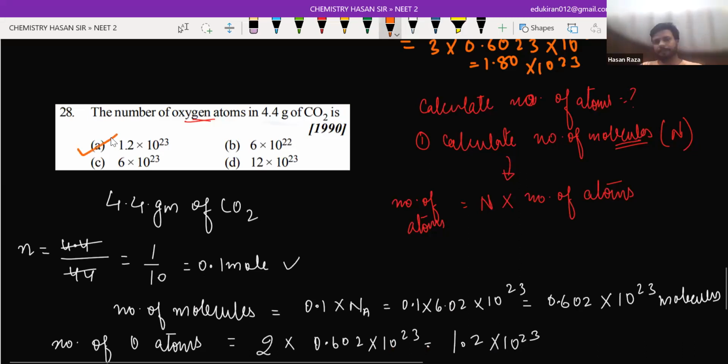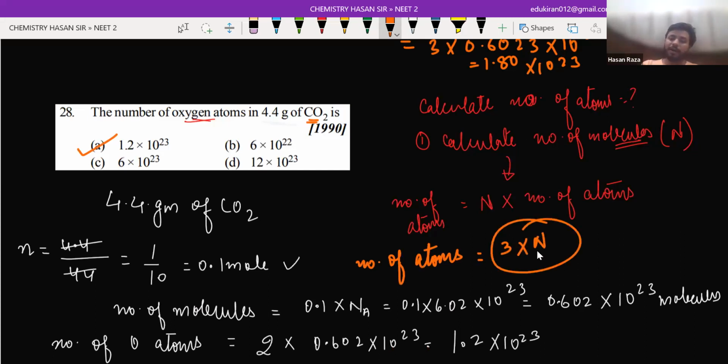If the question asks what is the number of atoms in CO2, that means the total number of atoms in the compound. So you have 3 atoms in total: 2 oxygen atoms and 1 carbon atom, and then you multiply it by the number of molecules. Are you getting my point? Yes.